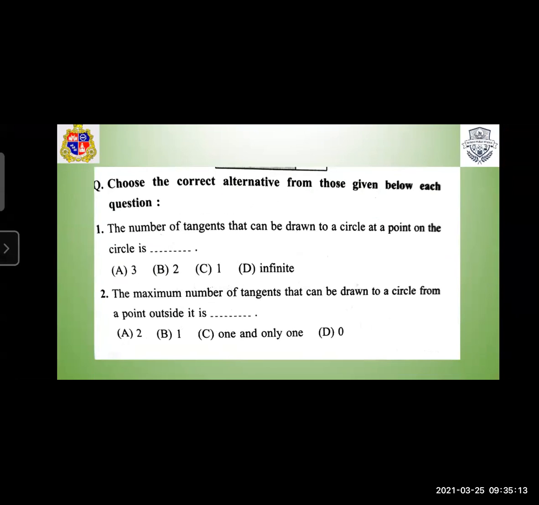Next question, the number of tangents that can be drawn to a circle at a point on the circle is, how many tangents can we draw? So at one point, at a time 1 tangent we can draw. The number of tangents that can be drawn to the circle from a point outside it is, from outside, maximum 2 tangents can be drawn.